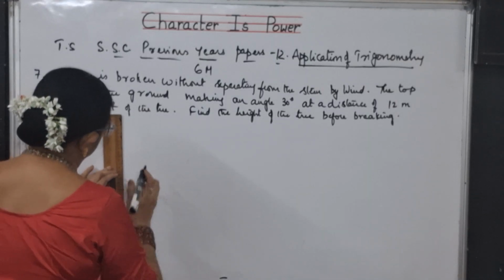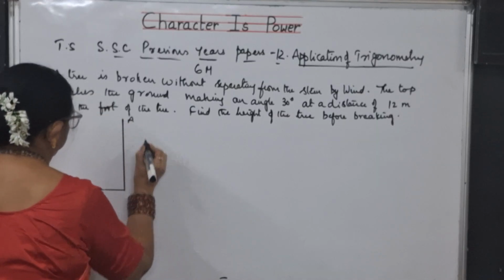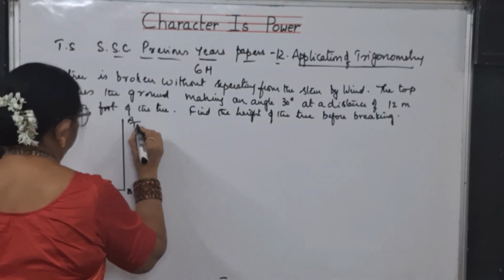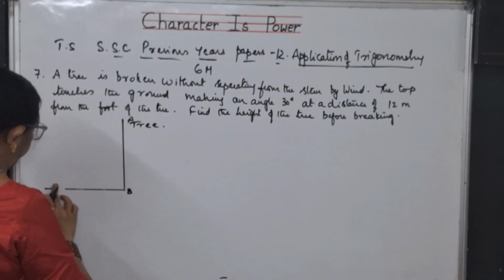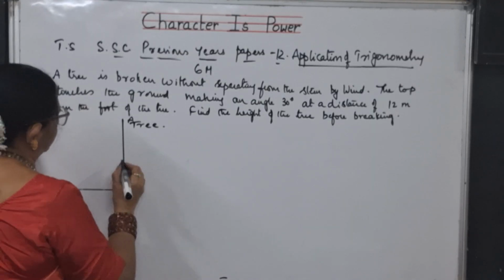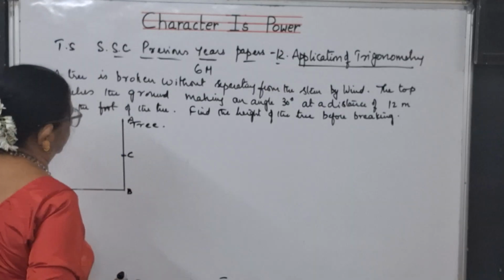Suppose this is a tree, AB is a tree. Due to wind, what happened is this tree has broken here at C.